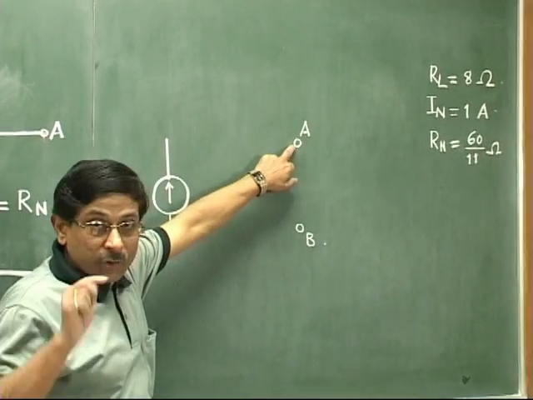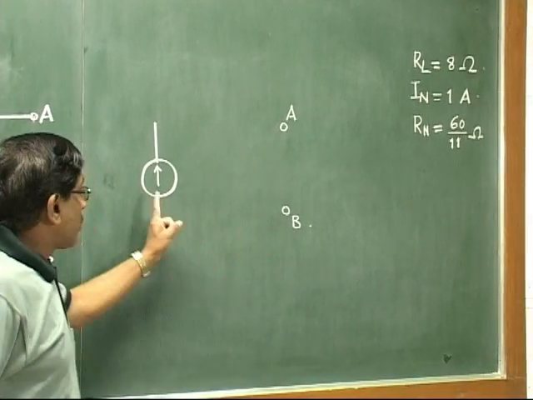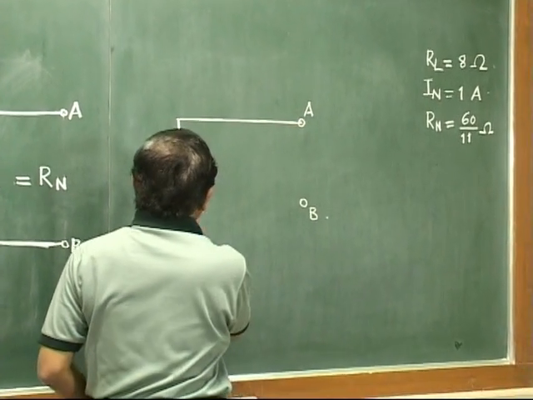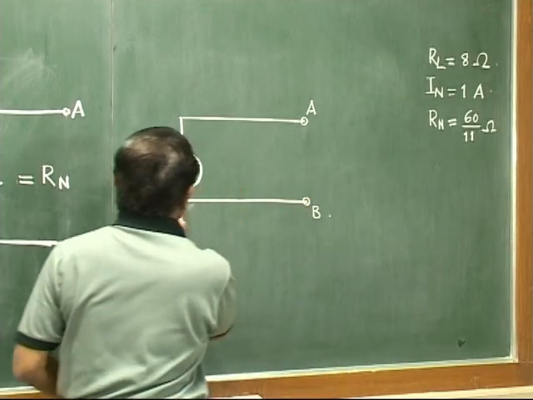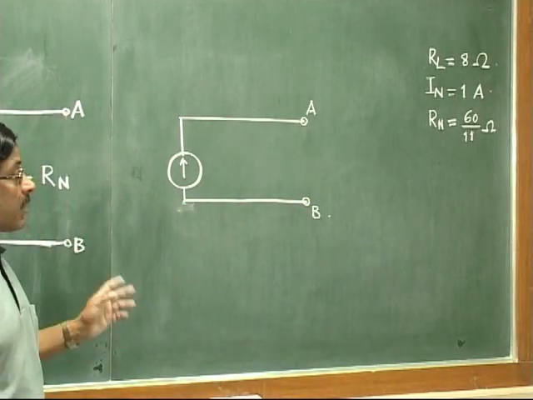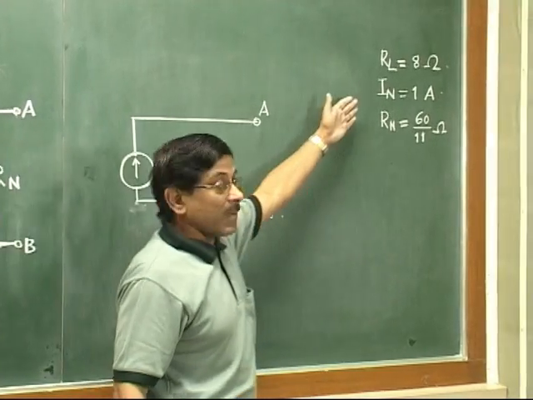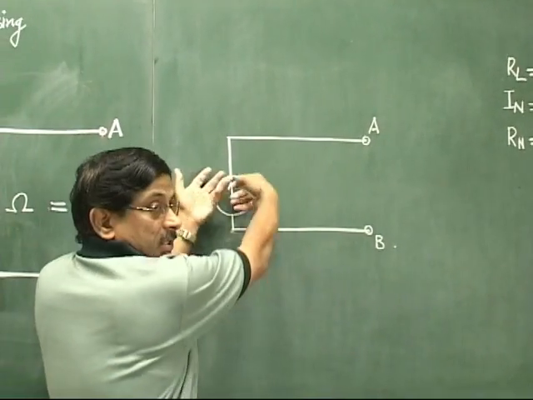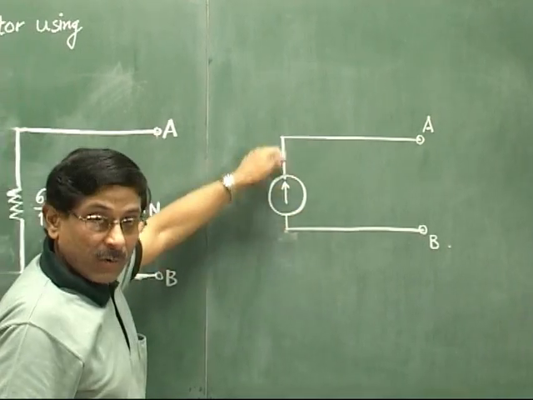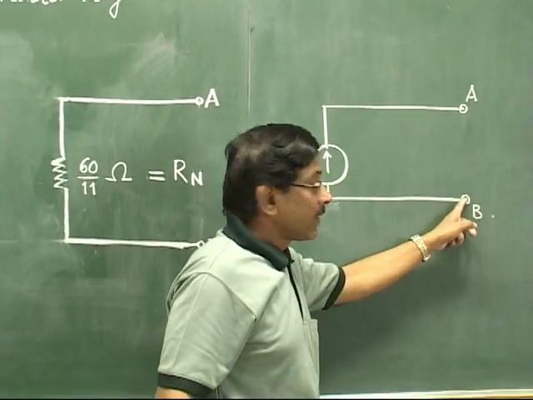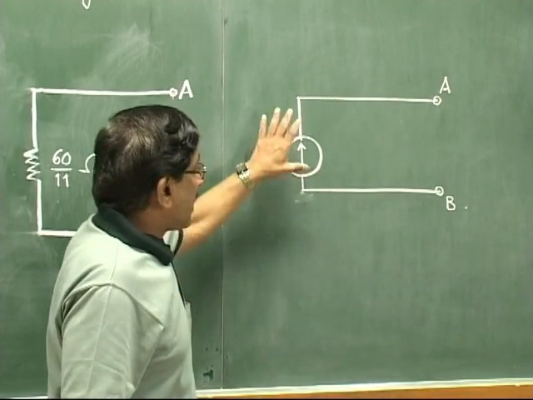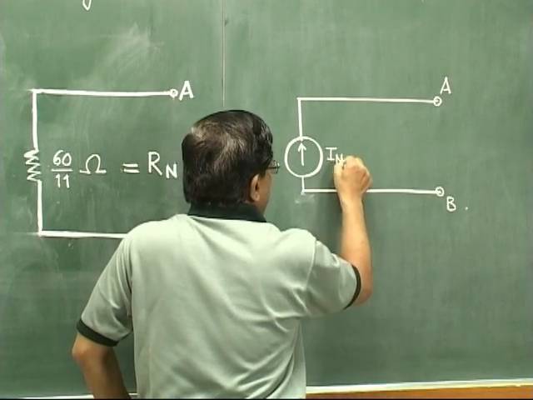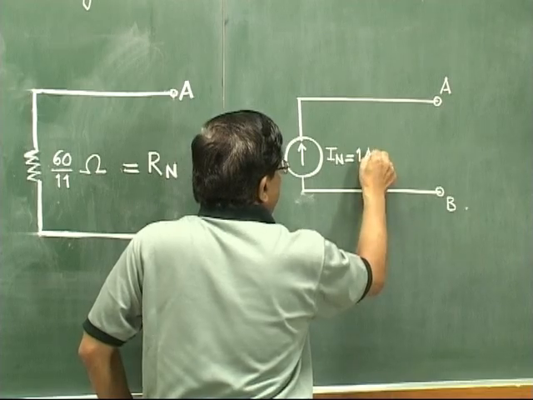Now our point A we have shown here, B we have shown here. So if we connect it like this, then only the current will be flowing from A to B. Otherwise, suppose you would have got this answer as negative, that means you would have connected the source in opposite polarity, this arrow downwards, so that the current would have flown from B to A. Okay, that is the thing. Now this is our IN, and this IN is nothing but 1 ampere that we have got.